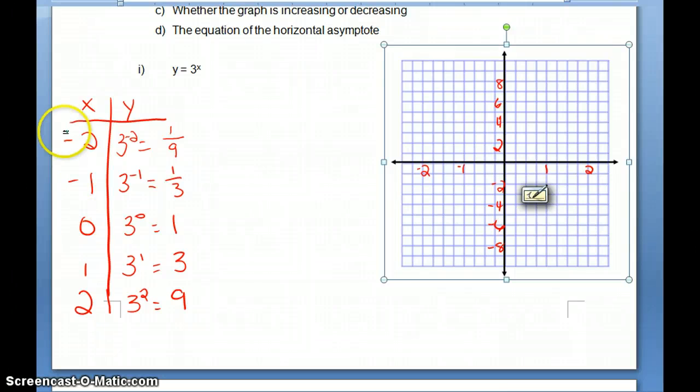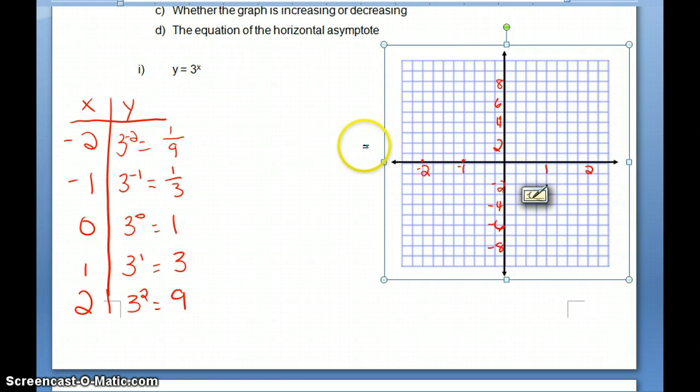So our first point there, we have -2 and 1 over 9. So when x is equal to -2, we have 1 over 9. That's going to be really close to that x-axis there, so I'm just going to put a little dot there. When x is -1, we have 1 over 3. So it'll be, again, pretty close there. It's going to be a little bit of a hard graph, especially using my writing pad.